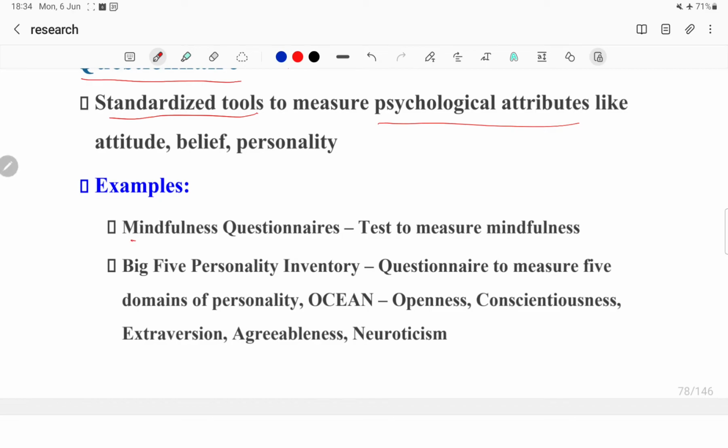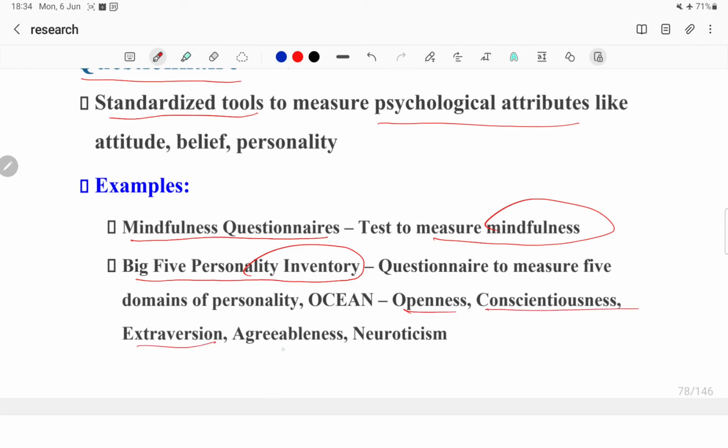For example, the mindfulness questionnaire measures mindfulness. And the Big Five personality inventory measures openness, conscientiousness, extroversion, agreeableness, neuroticism. They are simply questionnaires. There will be a series of questions with different options, and we have to take the appropriate one, and in the final the scoring will be done by the main person.